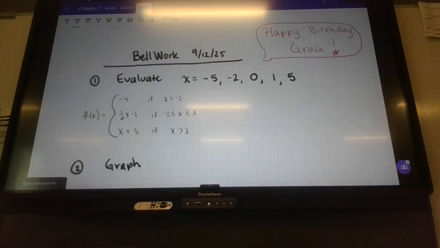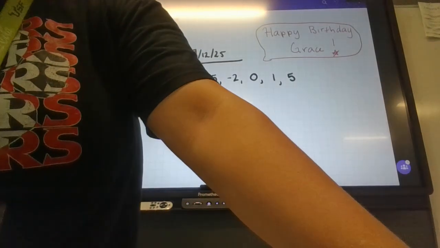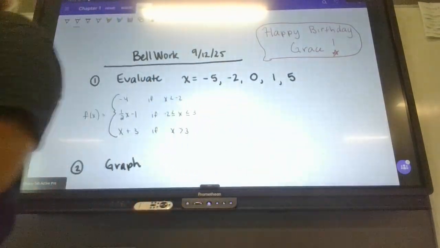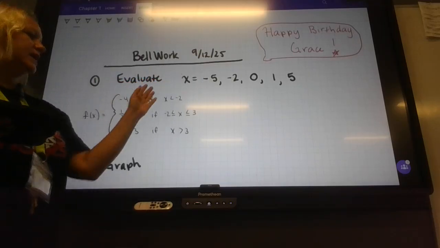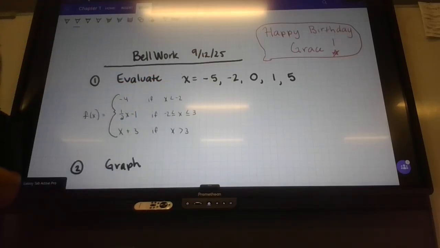Because it's a constant, it'll be a flat line when we graph it. We're gonna graph this thing. First, we're evaluating it, and then we're graphing it. Okay, so when I plug in, I have to decide which piece to plug into.